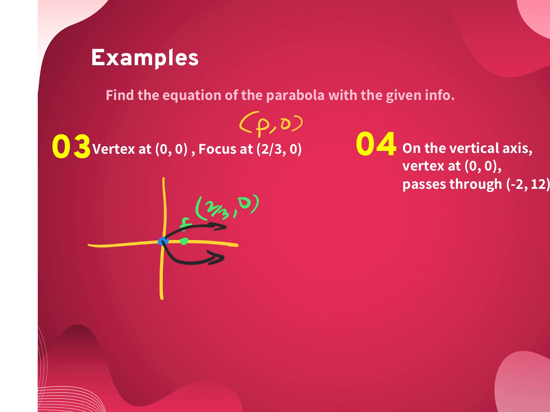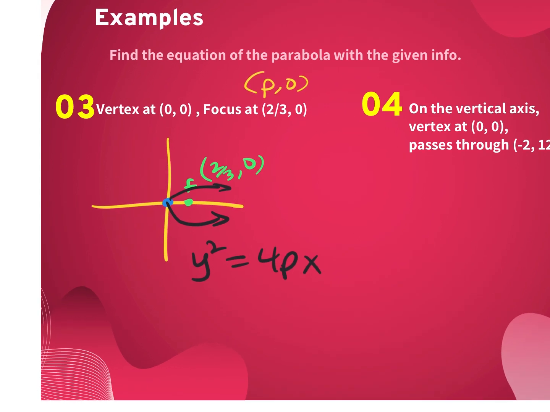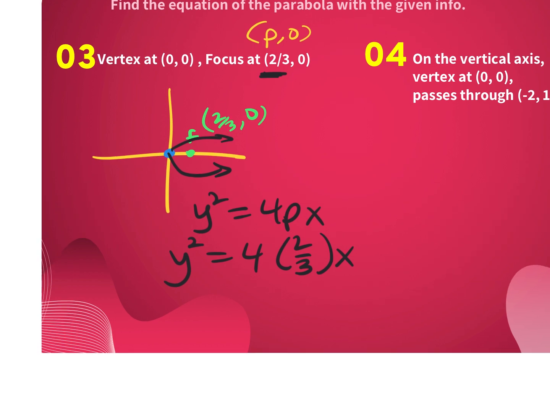Notice it's the C, and it's opening to the right. So this tells me it's going to be the y squared equation. So y squared equals 4px. And again, my p-value is the distance that blue dot is from the green, or I can get it right here. So let's plug it in. 4 times 2/3 x. Multiply it. Nothing simplifies here. So it's just going to be 8/3 x.